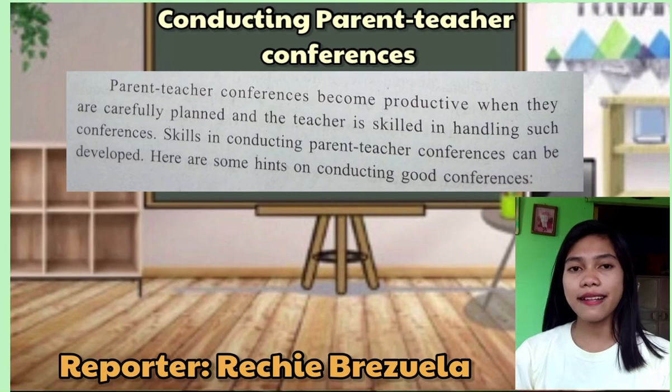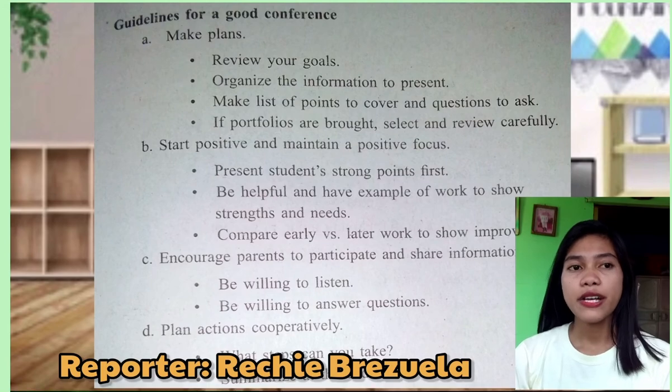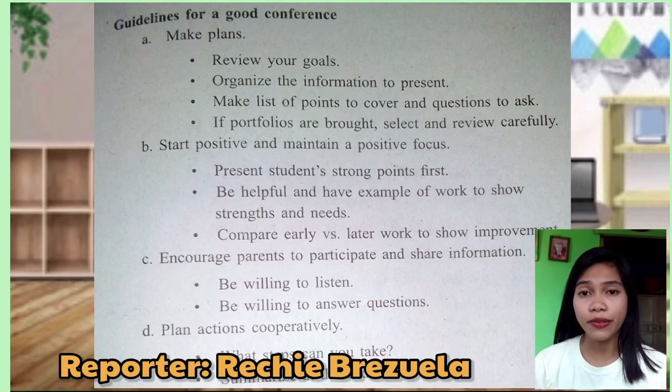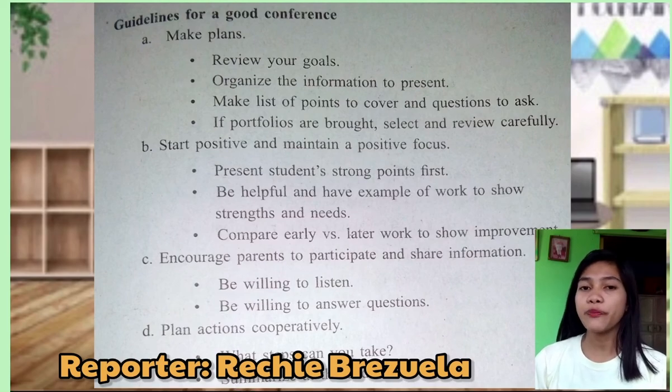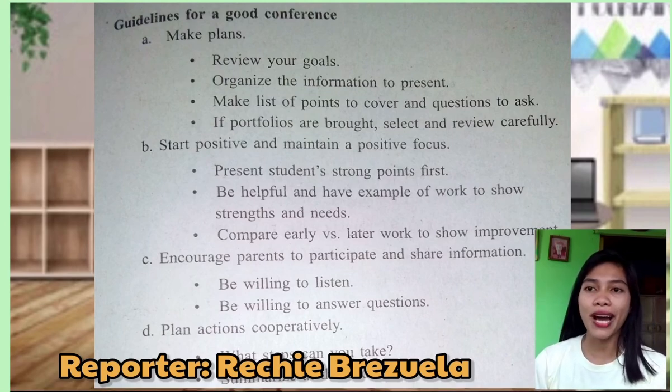There are 6 guidelines for a good conference. A. Make plans. First, review your goals. So, enumerate and check your focus or main objectives of the conference. Second, organize the information to present. Combine and compile the same information according to their relevance to the main topic. Third, make a list of points to cover and questions to ask. Take note of the ideas and questions so that you'll have a guide for the flow of the conference.